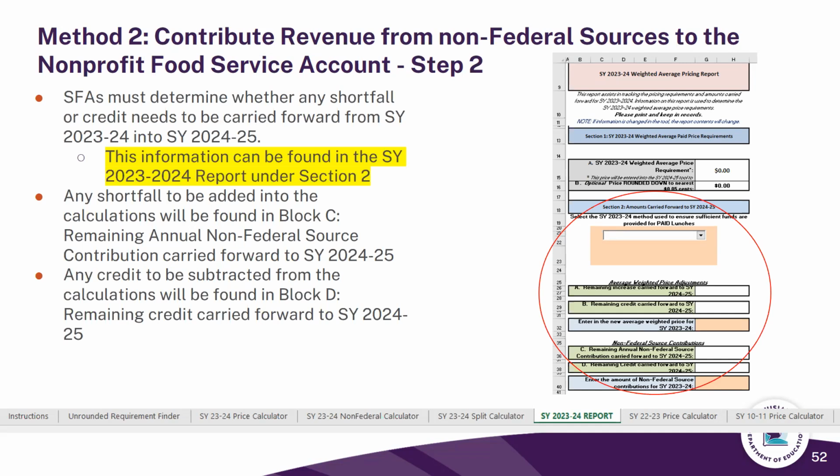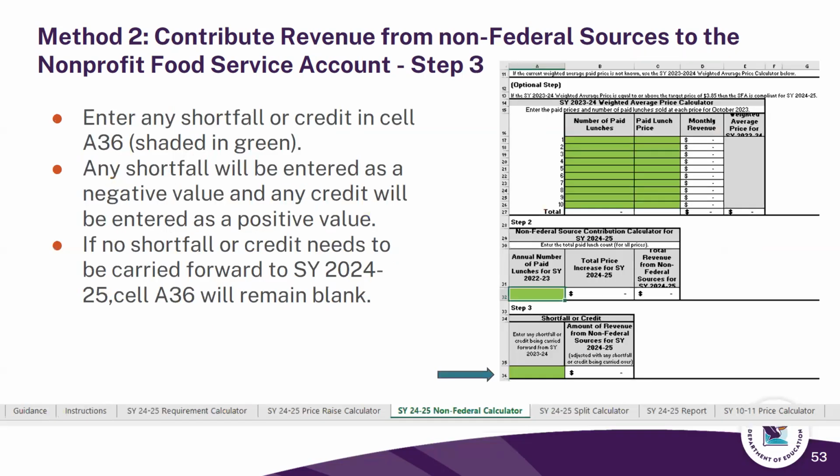Remaining annual non-federal source contributions carried forward to school year 24-25. Any credit to be subtracted from calculations will be found in Block D. Remaining credit carried forward to school year 24-25.